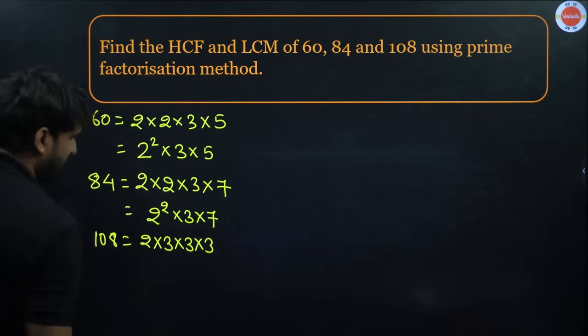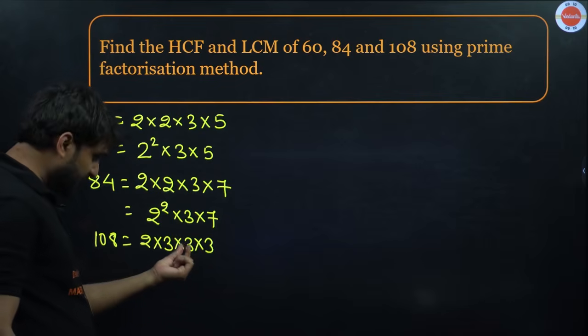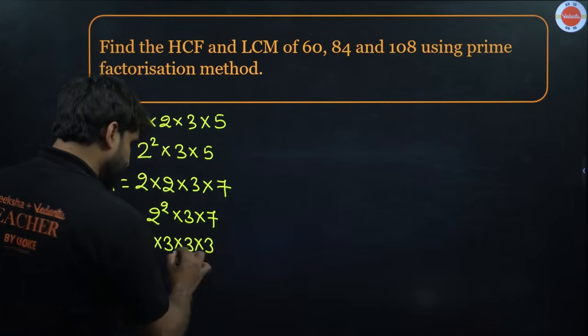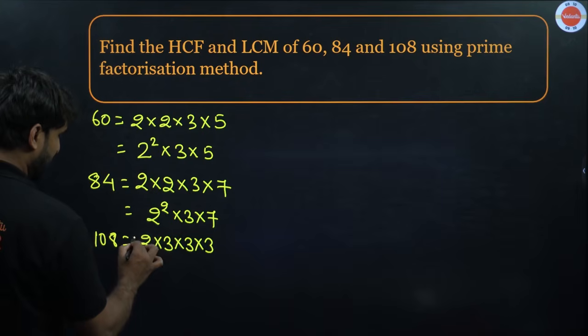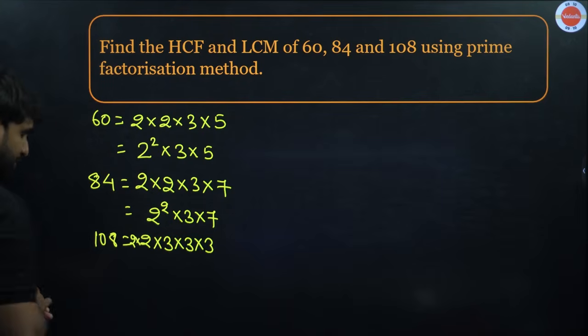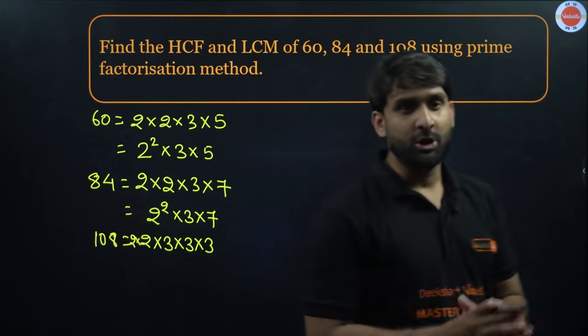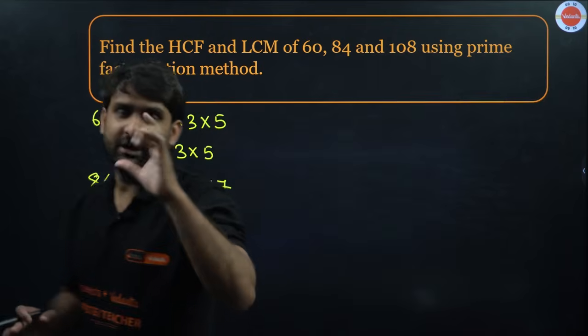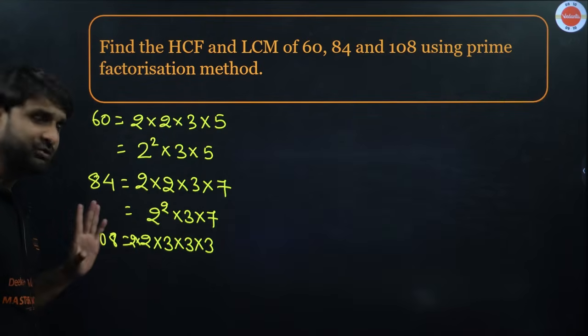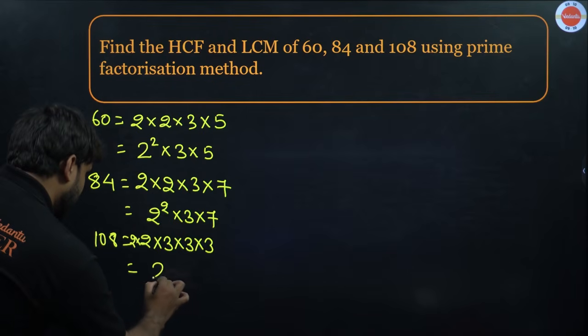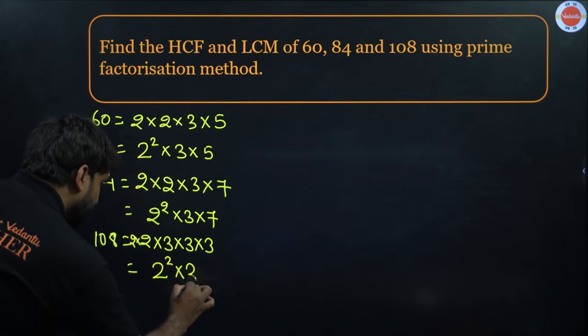Let me verify: 3 times 3 is 9, 9 times 3 is 27, and 27 times 2 will be 54, and one more 2 gives 108. I hope this is clear to you all. So 108 can be written as 2 to the power 2 and 3 to the power 3.